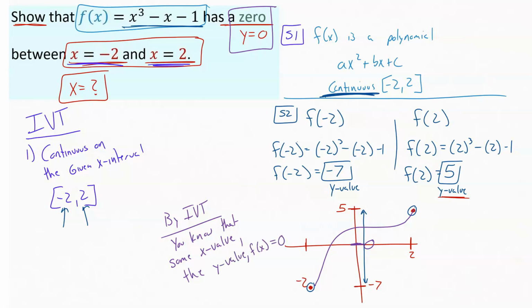It has to equal a lot of things. It has to equal -6. It has to equal 4. But specifically in this problem, they wanted us to show that it had to equal 0 at some point in between there. And by the intermediate value theorem, we've shown that.